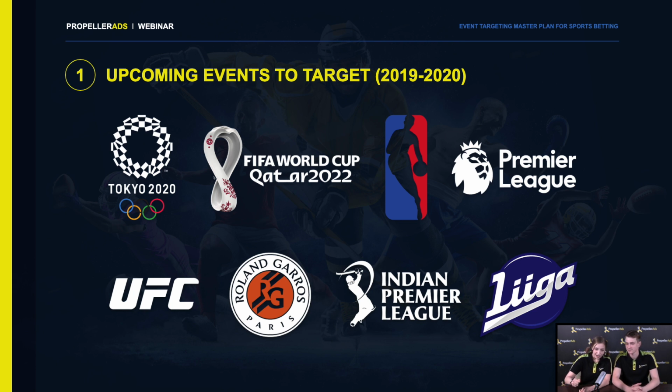And on the right or on the left, I don't really know the way you see the presentation, I guess on the right, you see the examples of seasonal events. First of all is the worldwide known NBA for basketball. The second one is the Premier League, the football league played in the United Kingdom. At the bottom, the Indian Premier League for cricket. And finally, the Liiga, the National Hockey League in Finland.